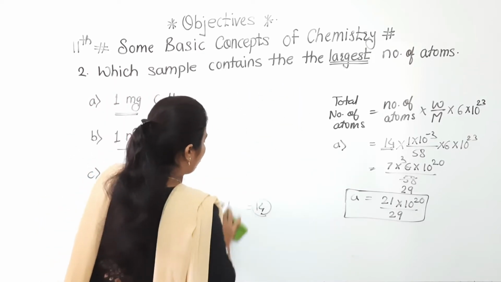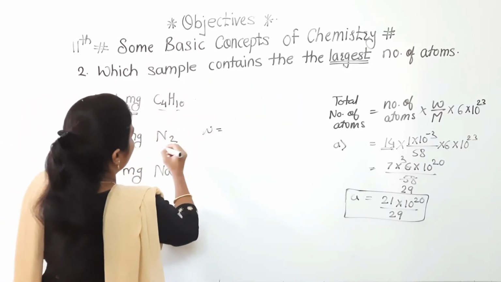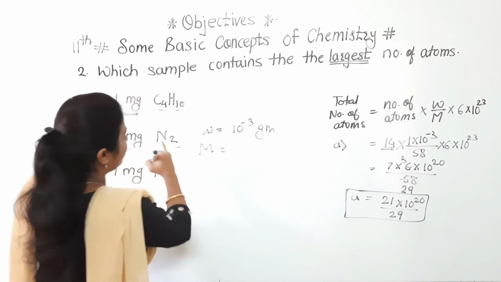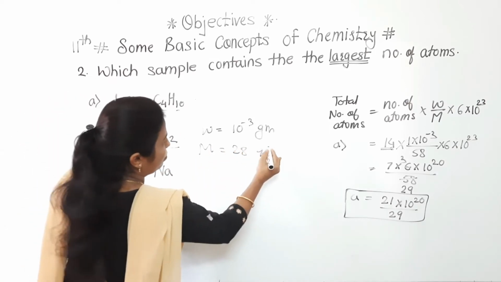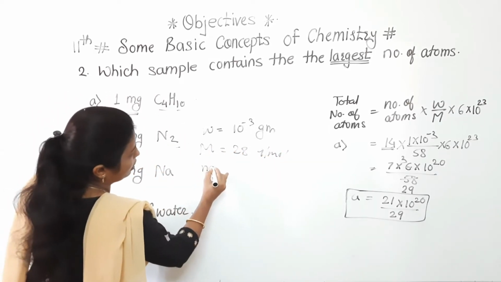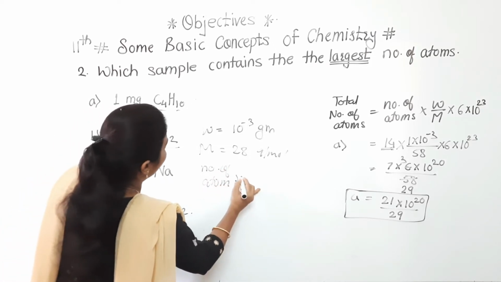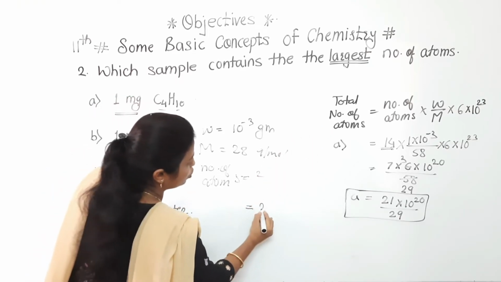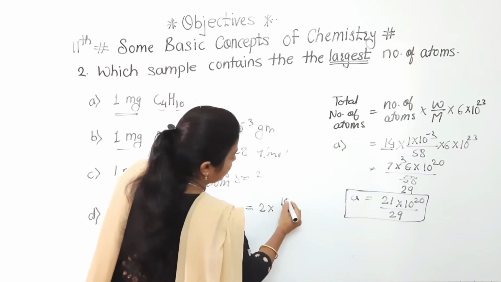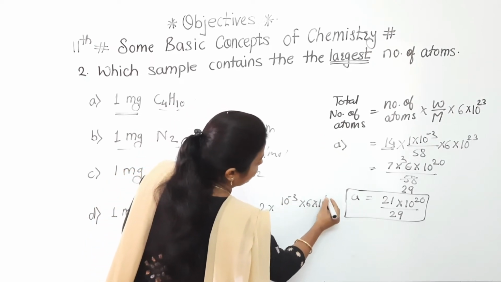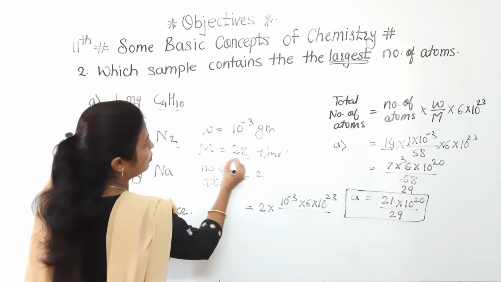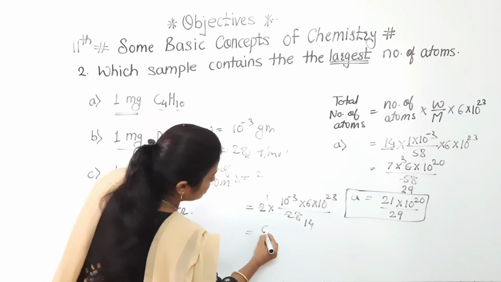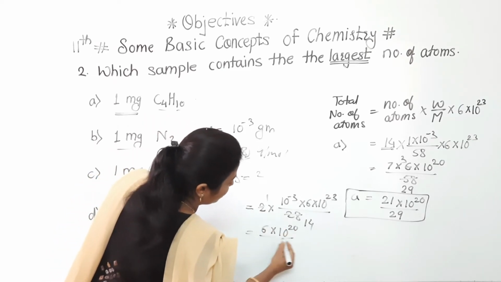Okay, now see, for this one also, if we consider W, we have to take 10 raised to minus 3 gram. If we consider molar mass, that will be 14 twos are 28 gram per mole. And the number of atoms will be 2. So the number of atoms is 2 into W, that is 10 raised to minus 3, into 6 into 10 raised to 23, divided by 28. So 1 divided by 14. In this way, 6 into 10 raised to 20 divided by 14.